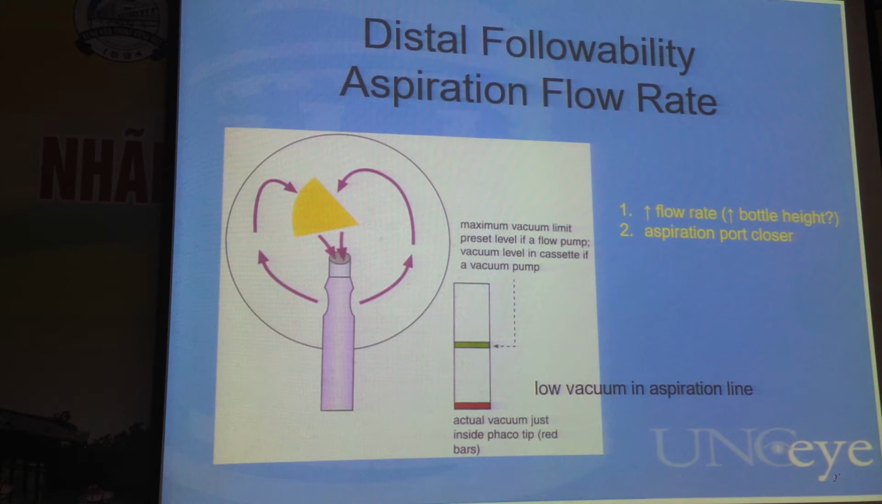So you have two issues when you want to emulsify. You have what's known as distal followability. You've already divided the nucleus, you split it apart. Now you want to bring the pieces to the phaco needle. That's based on distal followability, which is based on the aspiration flow rate. If you're having difficulty bringing the nuclear fragments to the center of the pupil for emulsification, you can increase the flow rate. Or you can bring the aspiration port closer to the fragment that you're trying to bring to the center to emulsify. Those are your two choices.